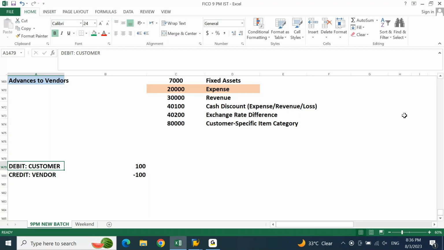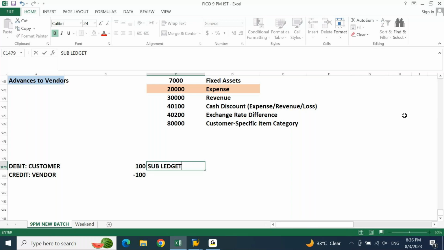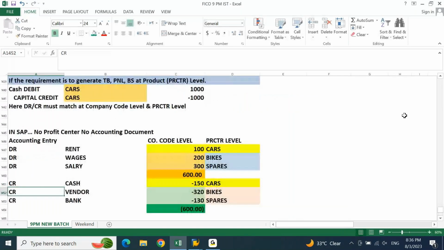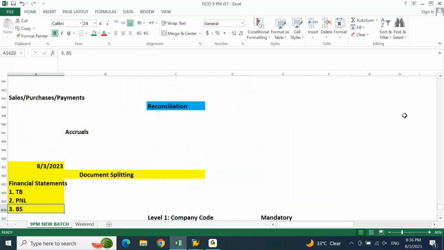Now why is this entry not allowed? Because both are subledger accounts. If you remember, your customer is a subledger, your vendor is a subledger. Am I correct? Yes, sir. Both are subledger. Correct. Customer is a subledger, vendor is a subledger. Now, a point to be noted here. Now we are talking about document splitting, the topic that we are talking about, document splitting.